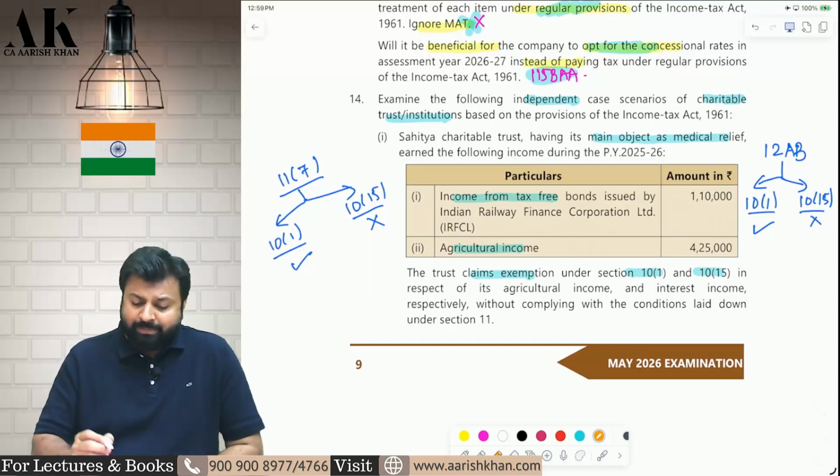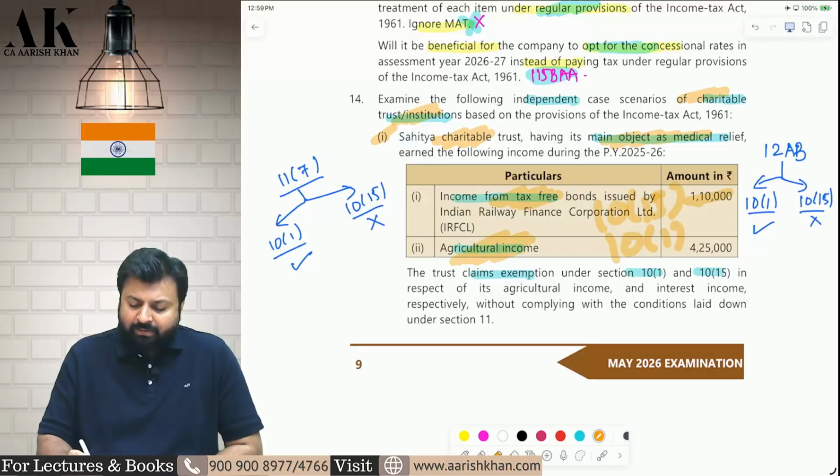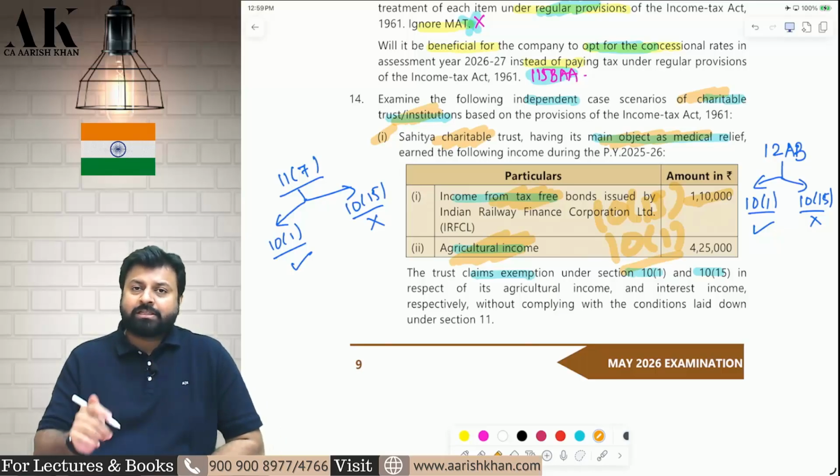Next question is on charitable trust. There is a charitable trust. Point number 1. Sahitya Charitable Trust, main object is medical relief. Now they are earning some incomes. First income, they are earning income from tax-free bonds, 1,10,000, which is exempt under section 10(15), and second is agriculture income, which is exempt under 10(1). So their question is, they are a charitable trust, can they claim both the exemptions? The answer is no.